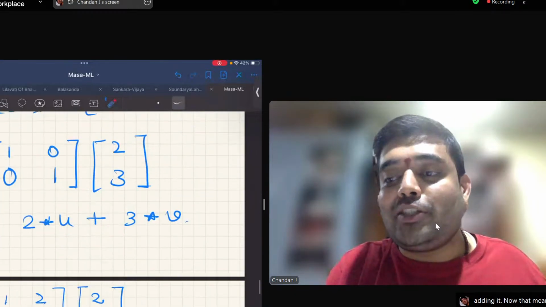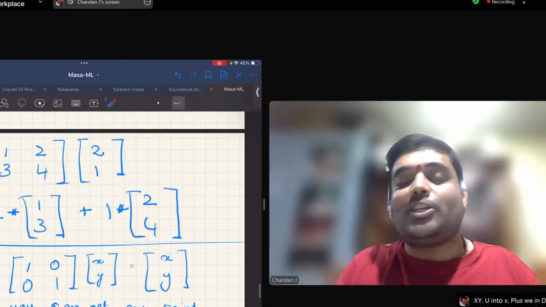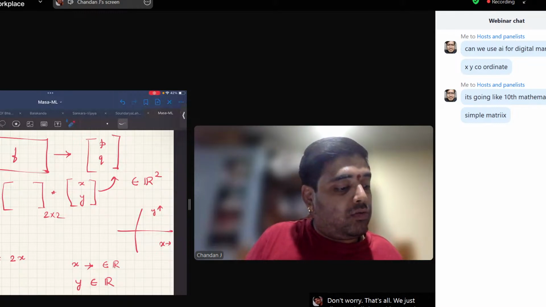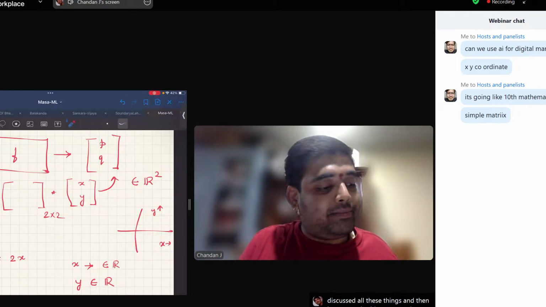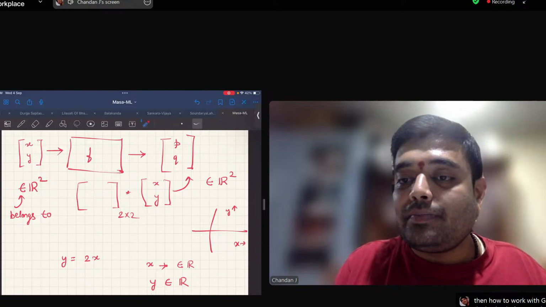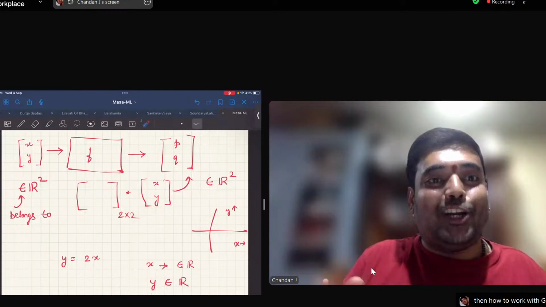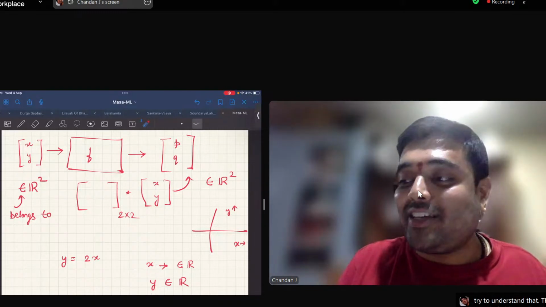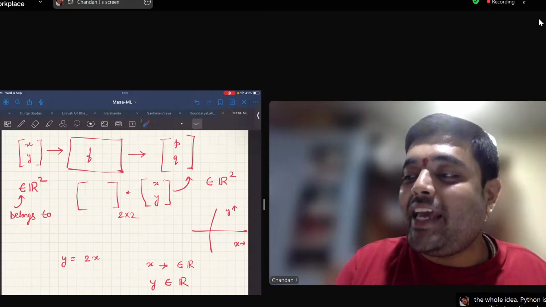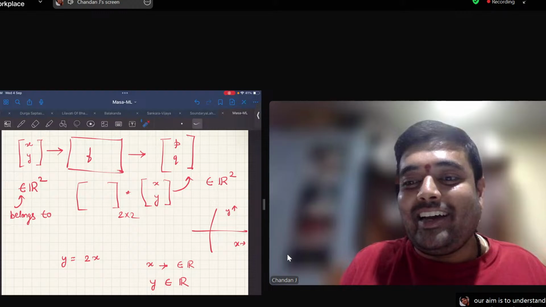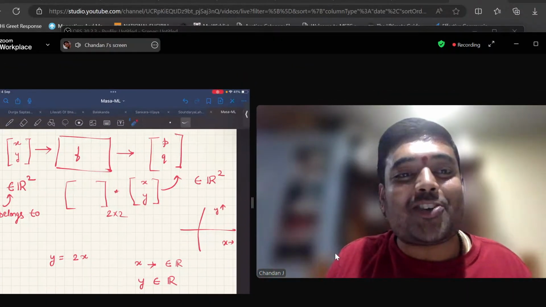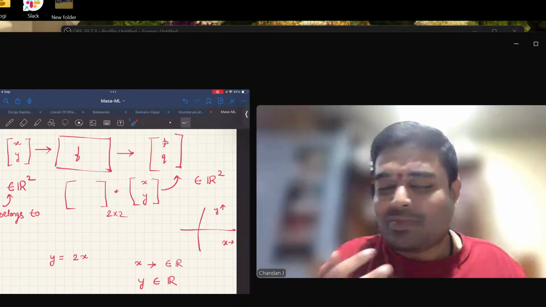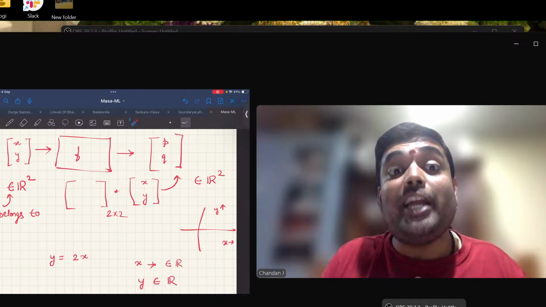Python as of now is finished. Don't worry. We just discussed all these things and how to work with GeoGebra, the basic platform, and we tried to understand that. That was the whole idea. Python is for now concluded because our aim is to understand much more interesting things. There are so many interesting layers to this whole subject, which is called linear algebra. We will try to unravel a lot of things gradually with an intuitive idea.